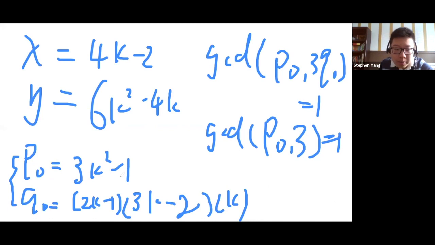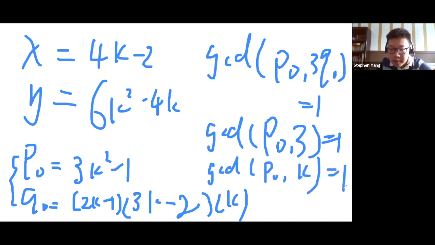Now let's prove that P0 and Q0 do not share any common factors. These two terms do not share any common factors because this is 1 less than a multiple of k, which means GCD of P0 and k is equal to 1.